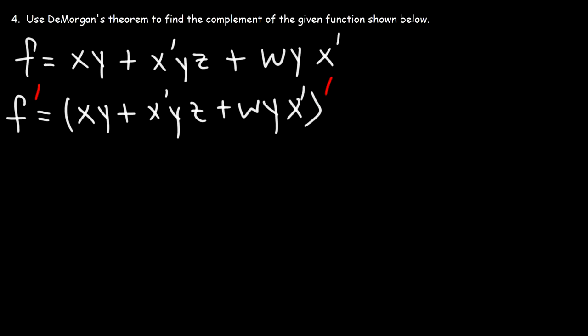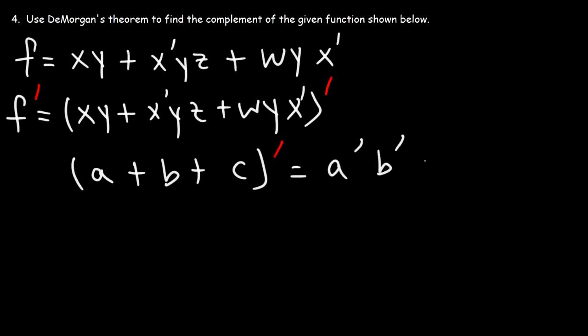Now notice that we have a sum of products expression. And once you find the complement, you're going to get a product of sums expression. So for now, this is the formula we need to use. A plus b plus c prime, all of this is equal to a prime, b prime, c prime. And if you want to, you can put this in parentheses.